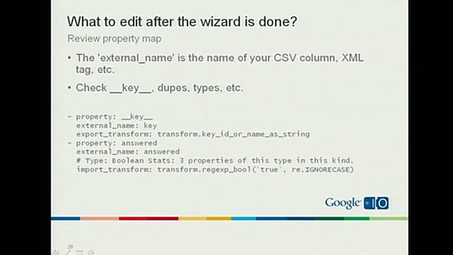And you also want to review the property map. That's the most likely thing you're going to need to do next. So keys are actually really interesting. I'm going to spend a bunch of time talking about that in a few minutes. You also may need to check for duplicates.